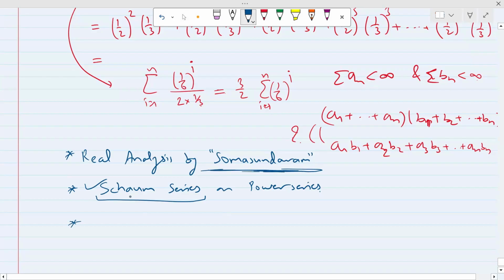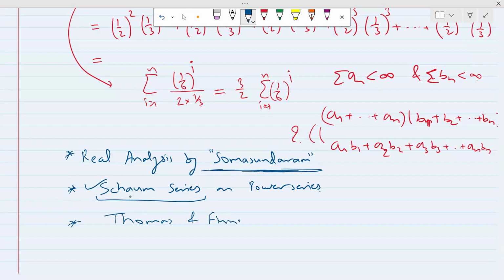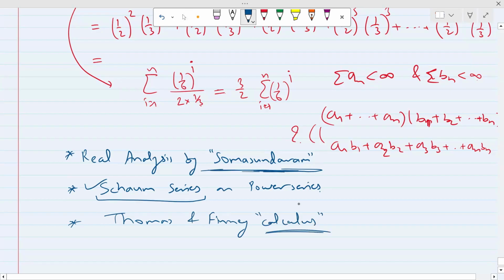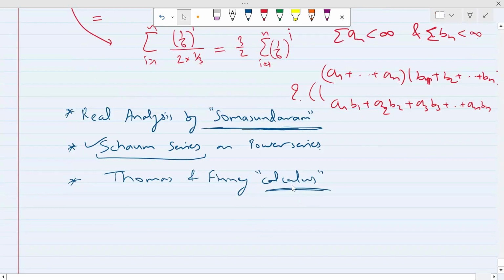You can also read Thomas and Finney, Calculus. This book also contains solved problems on infinite series. Though the name is calculus, it also contains problems on infinite series. Okay, sir.